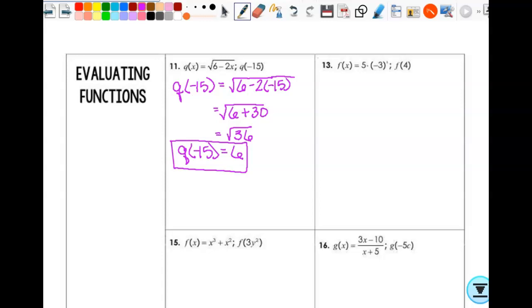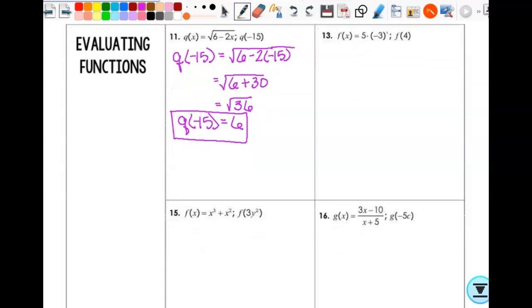Awesome. All right, so let's look at number 13. On mine, this looks like a blob. I don't know if you could read it, but there's an x up here in the exponent. So I want to have f of 4, and that's equal to 5 times negative 3 to the 4th power. Can I start by doing 5 times negative 3? No, only if I want to get it wrong, right? So that's a no. All right, so then I'm going to have to take negative 3 to the 4th power.